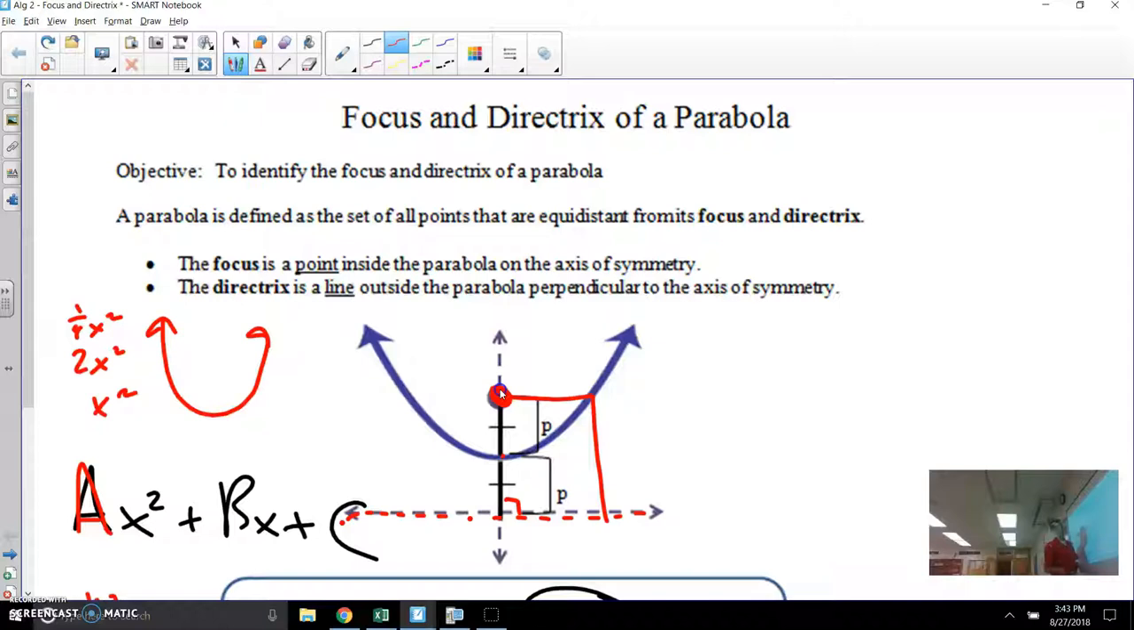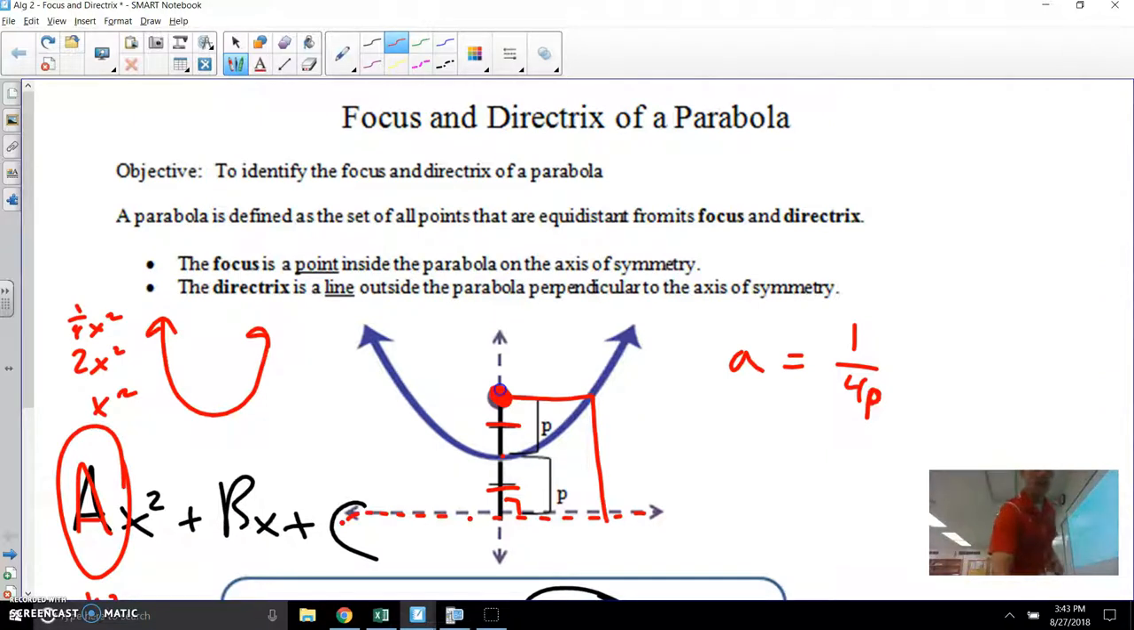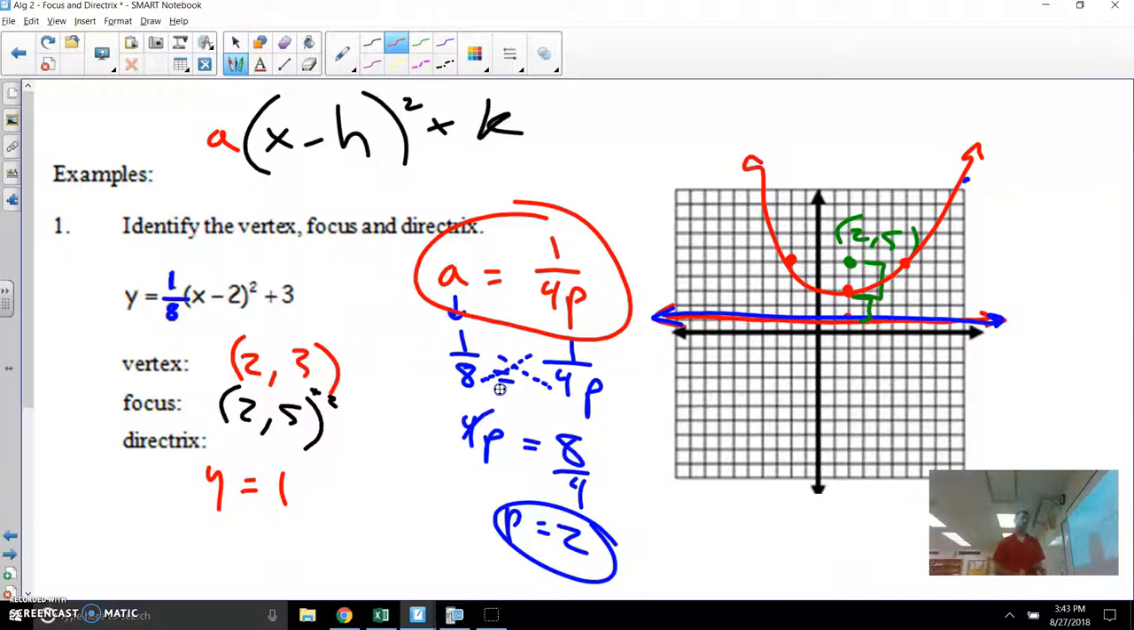point on a quadratic. So this distance p is the same either up from that vertex if you have one that's facing up, or down for the directrix. And you can really use this formula a equals 1 over 4p to figure out that a value in a quadratic, whether it's in standard form or if it's in what we call vertex form. It's the same idea, okay?